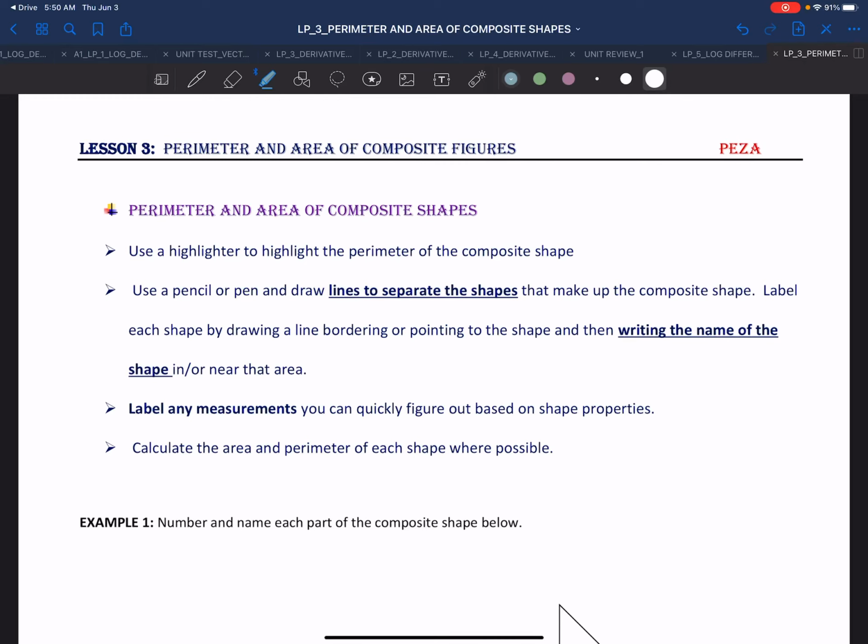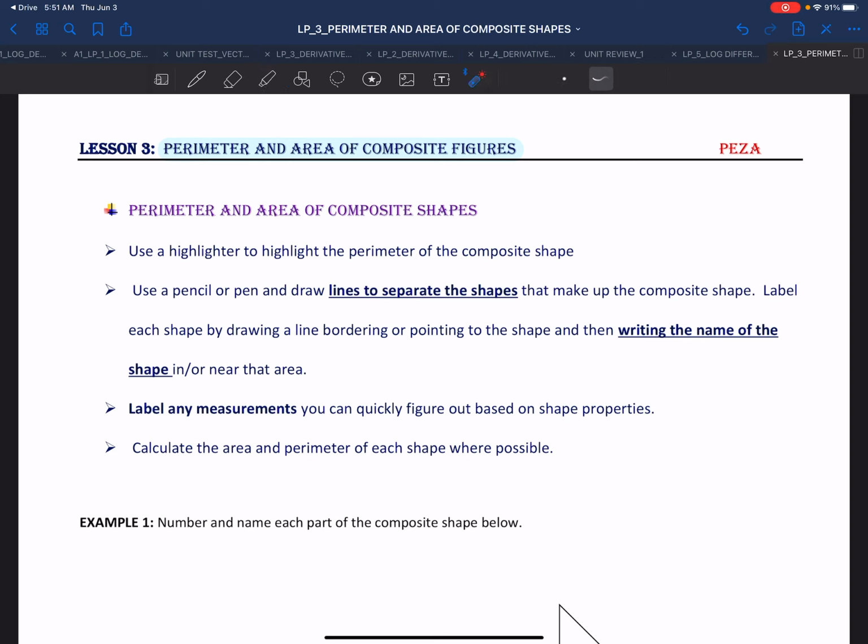Hello and welcome. In this lesson, we will explore the perimeter and area of composite figures. Remember that in everyday life, most shapes that we work with or encounter are composed of more than one basic geometric shape. And that's the reason why we call them composite figures.